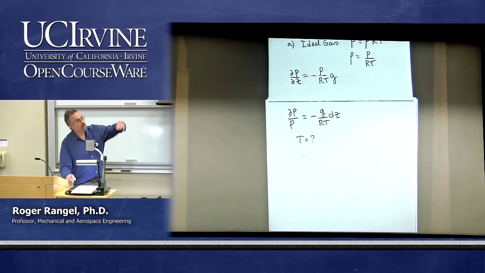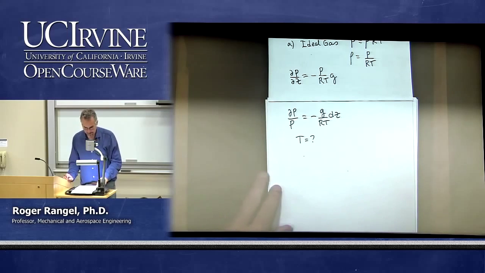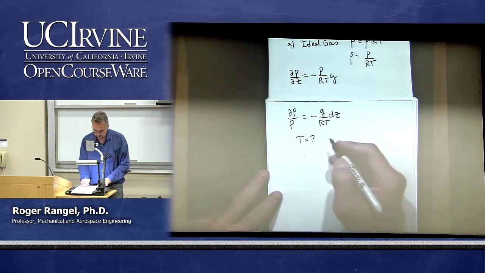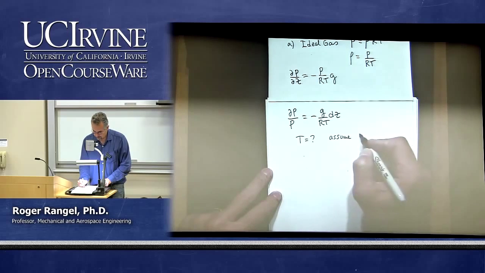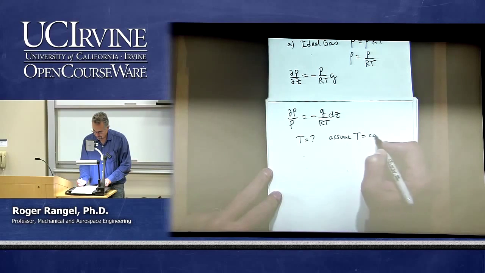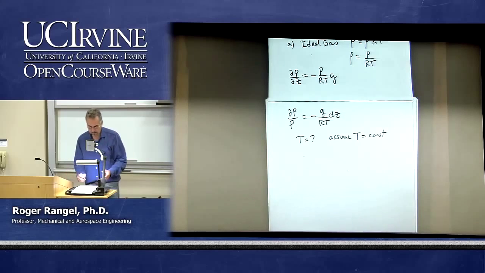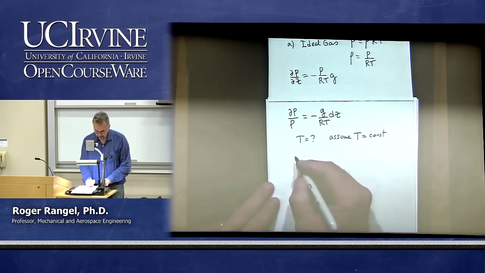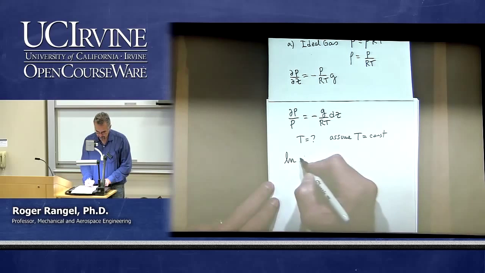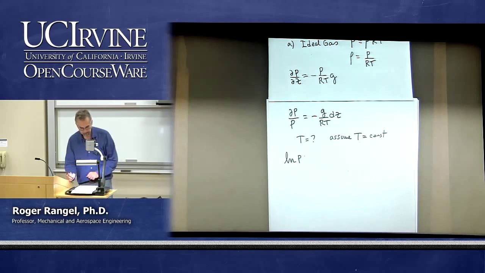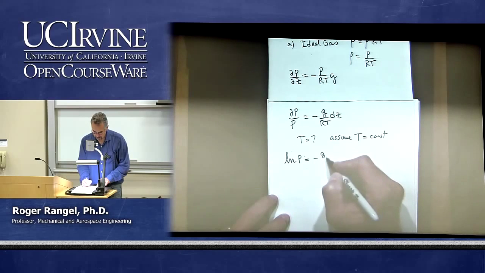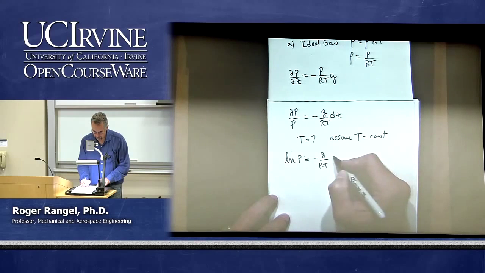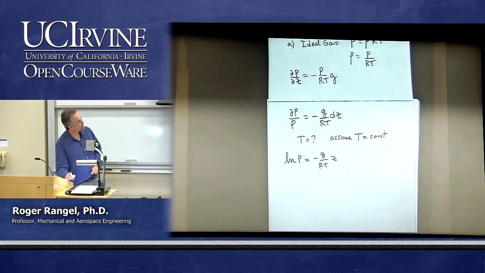The temperature could vary with height. If we're dealing with the atmosphere, most likely it will. But as a first approximation, we can say, what happens if it is constant? If T is equal constant, then the integration is again trivial. The left-hand side integrates to the natural log of P. And then the right-hand side, given that G and RT are all constants, just integrates to Z.